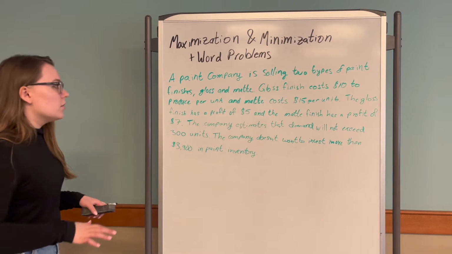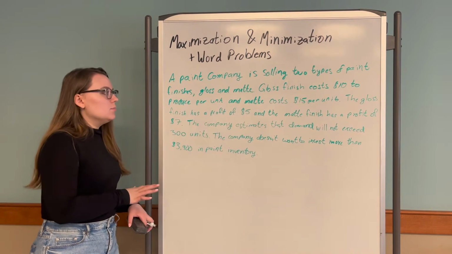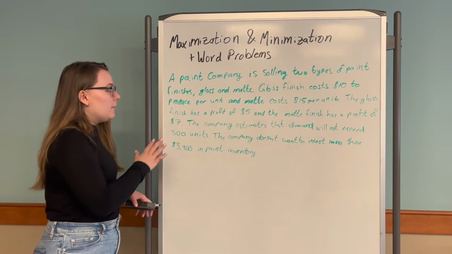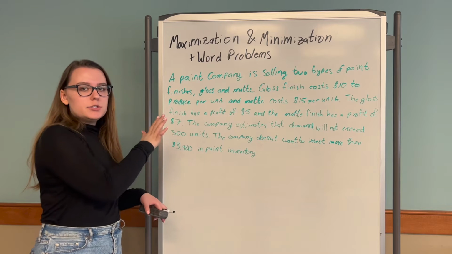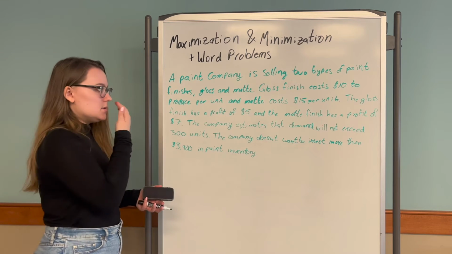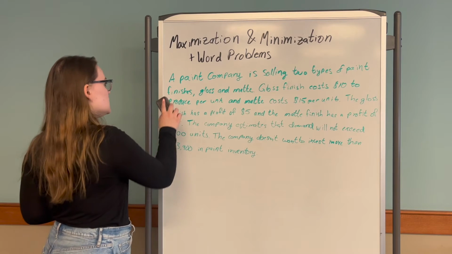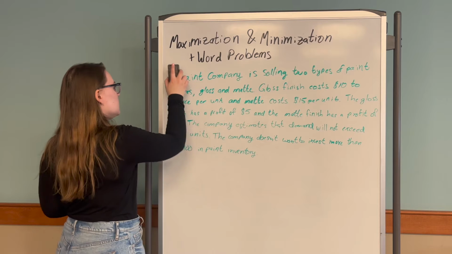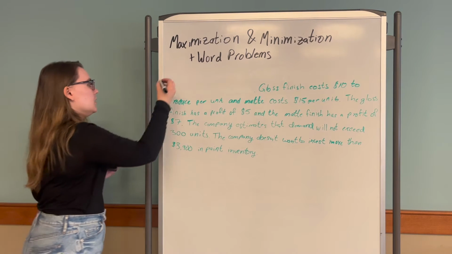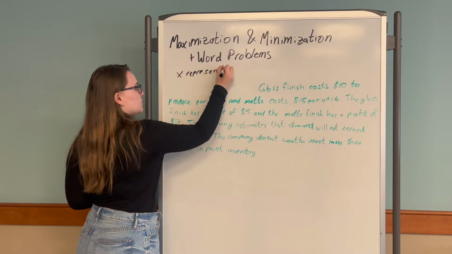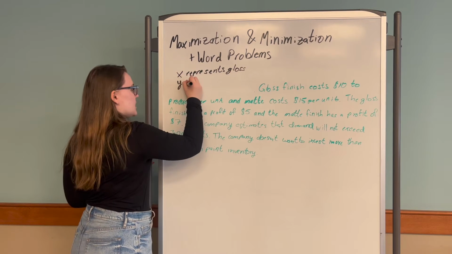So the first thing that we're going to do is assign variables to the variables that we have in our problem. I'm going to go ahead and erase each sentence as we write an equation for that sentence. Our first sentence is saying that a paint company is selling two types of paint finishes, gloss and matte. Let's say that X represents the gloss finish and Y represents the matte finish.